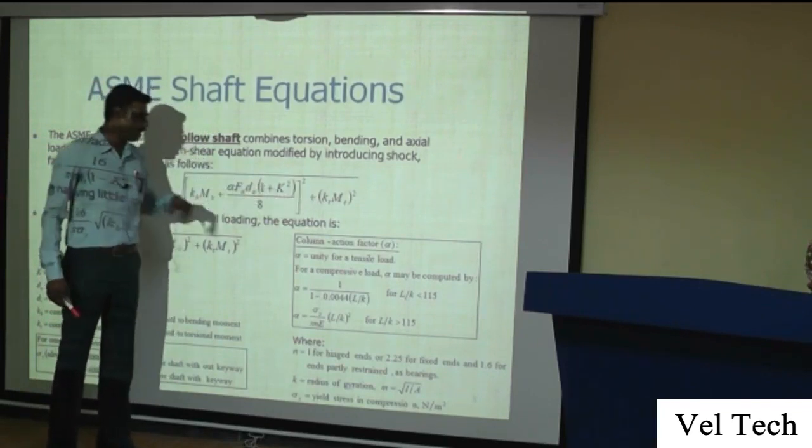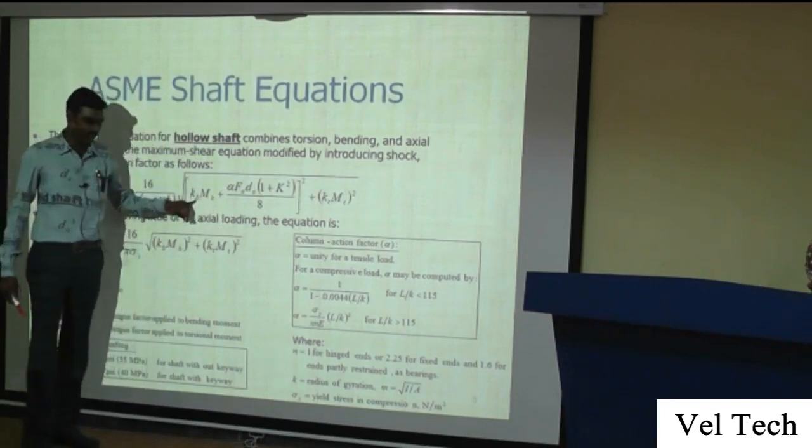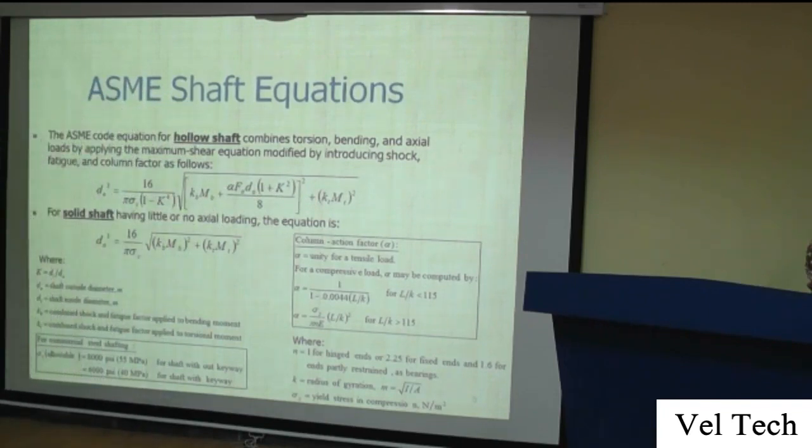How does the slenderness ratio consider? The same, what you said is right. So what is slenderness ratio? The ratio of L by D. Here for a hollow shaft, it is D minus Di. If it is too large, I have to consider this slenderness ratio also. That's why I am using the formula.